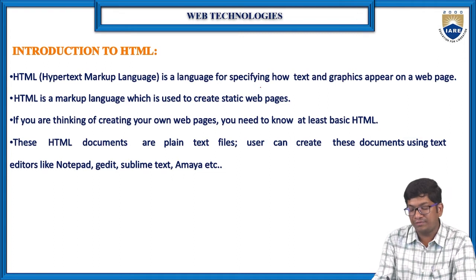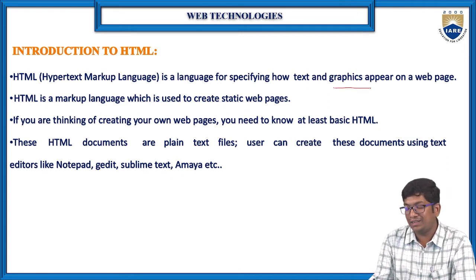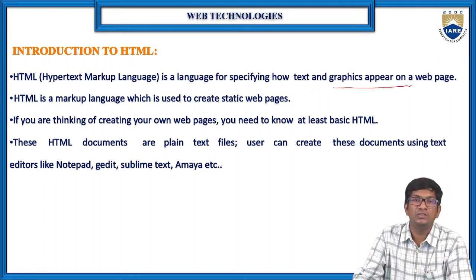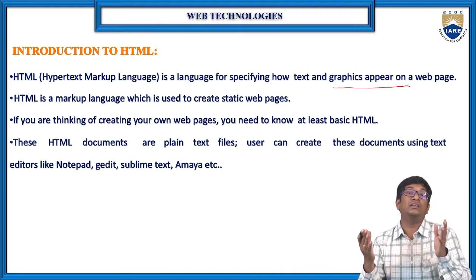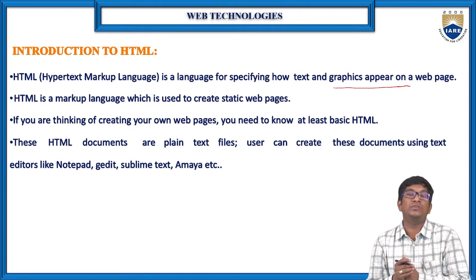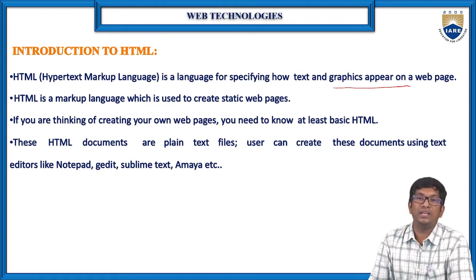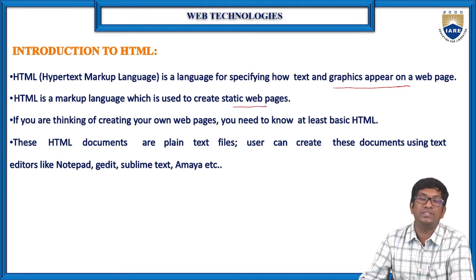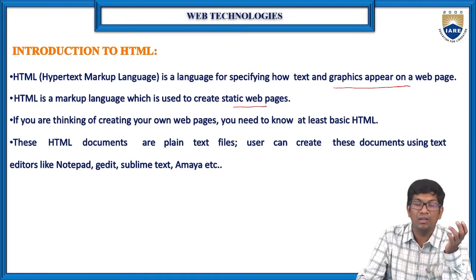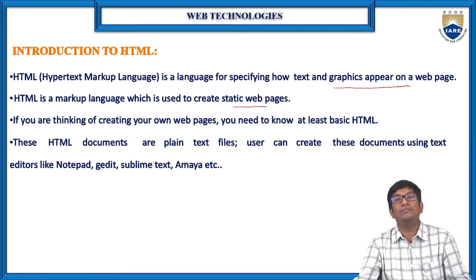HTML is a language for specifying how text and graphics appear on a web page. So not only text, we can present data like audio, video, animated images, or colorful styled text also, by using HTML, hypertext markup language. HTML is a markup language which is used to create static web pages. So by using HTML, we can create static web pages.